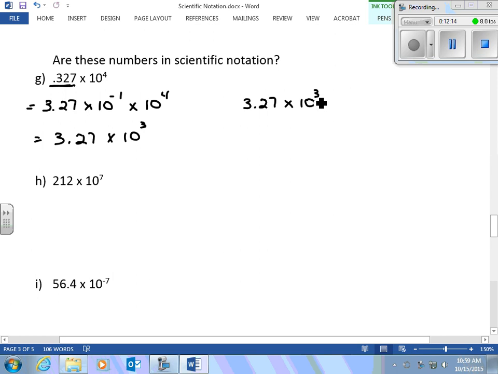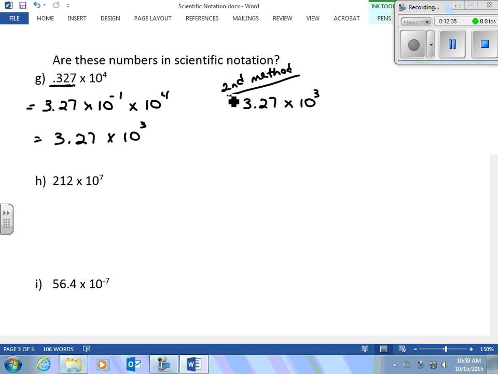So that's another way of, this is a second method of coming up with the correct scientific notation form. So again, let's take a look at H, or try, again, press pause, try these, and then check your answers.